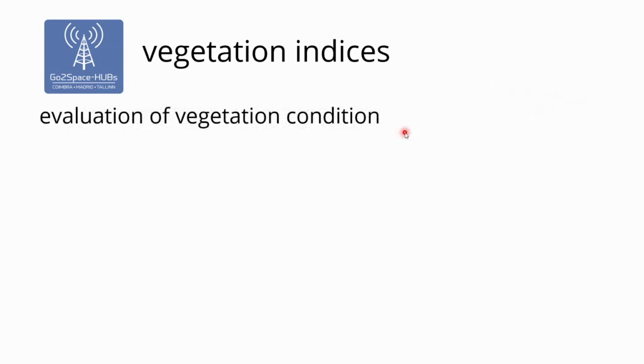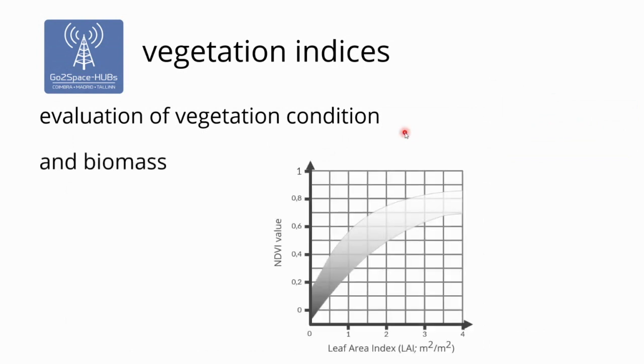So as I said, it might serve us to evaluate vegetation condition, but also to evaluate biomass. We have a diagram here showing a relation between leaf area index, which is a very good estimator of biomass, and NDVI value. It's not perfect, as you can see, but it's quite significant. So using this NDVI calculation, we can evaluate biomass of the trees, of the crops, plants, whatever.